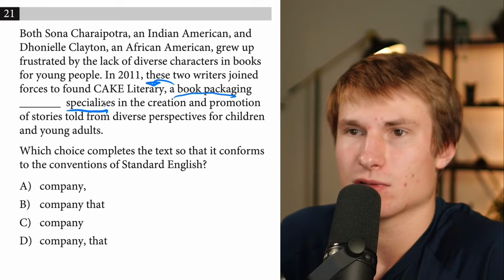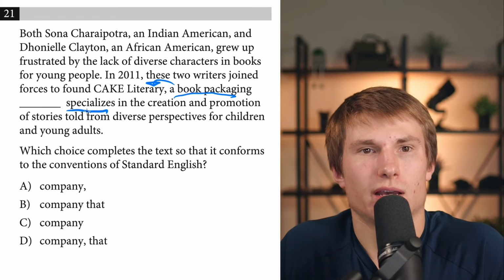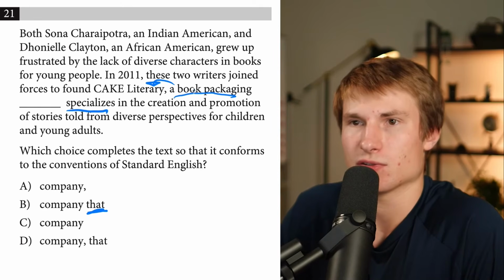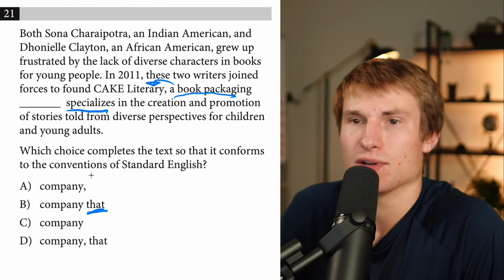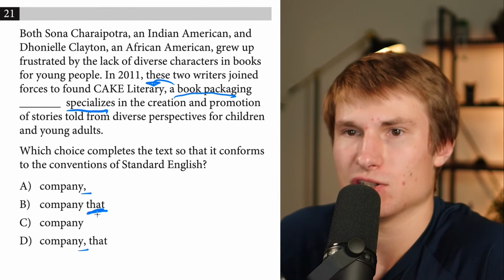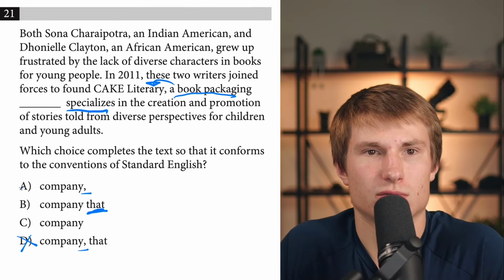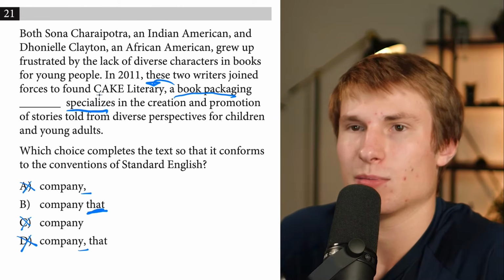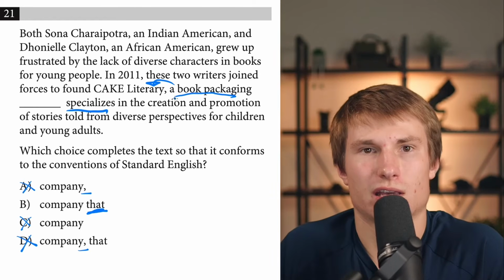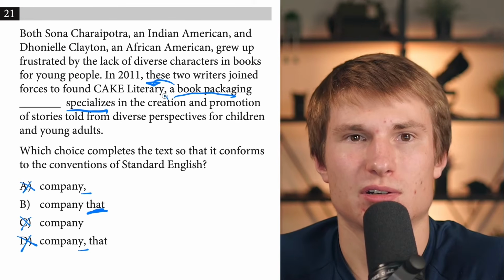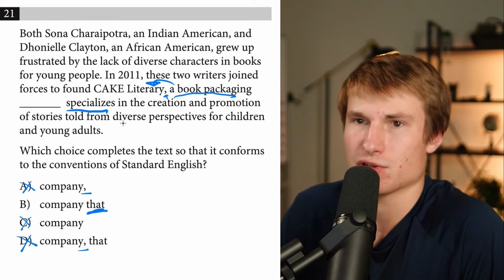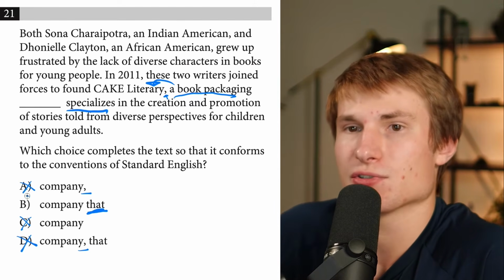So since we are describing the book packaging company, which is a noun, we need to connect this with that, which is a relative pronoun. Keep in mind that's referring back to a book packaging company. Now, we don't need to have any commas, because we are using that, which is a relative pronoun. So we can go ahead and get rid of D, get rid of A. And obviously we do need to have that relative pronoun in order for this to make sense, because otherwise we would just have a book packaging company specializes in. A book packaging company that specializes in. And we need that because we have to keep in mind still that everything after this comma is referring back to Cake Literary. So what is Cake Literary? It's a book packaging company that specializes in the creation and promotion of stories told from diverse perspectives for children and young adults. So our answer has to be answer choice B.